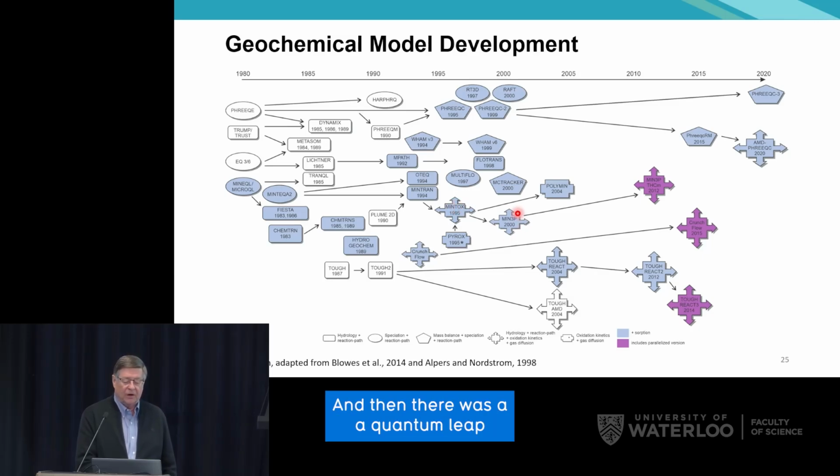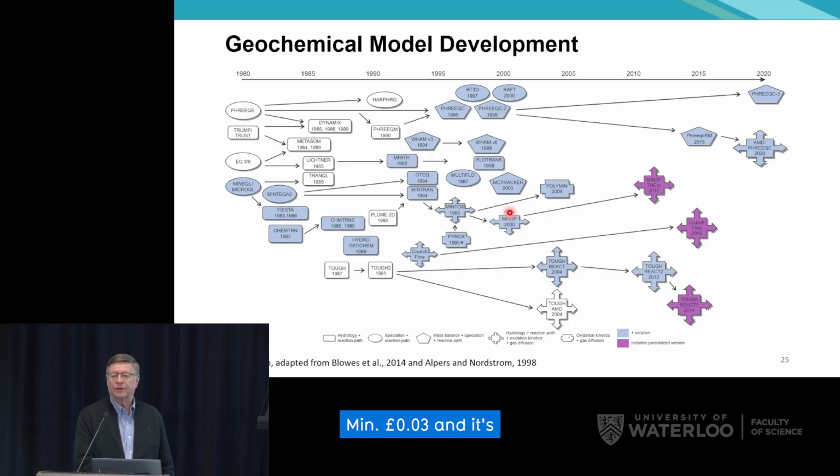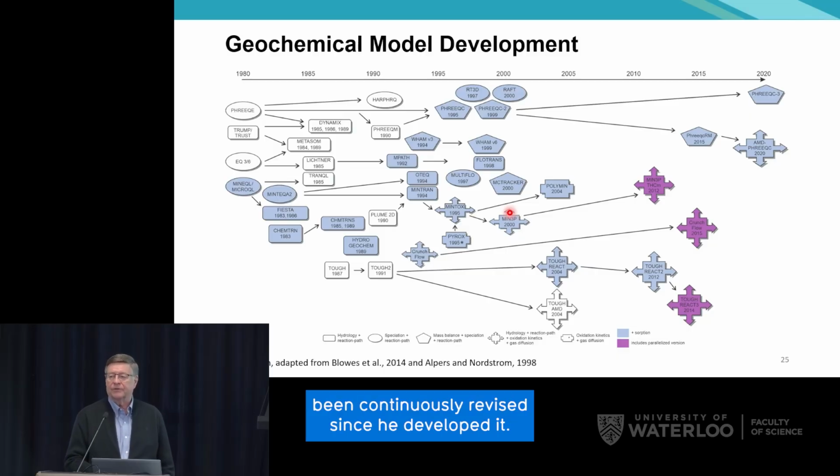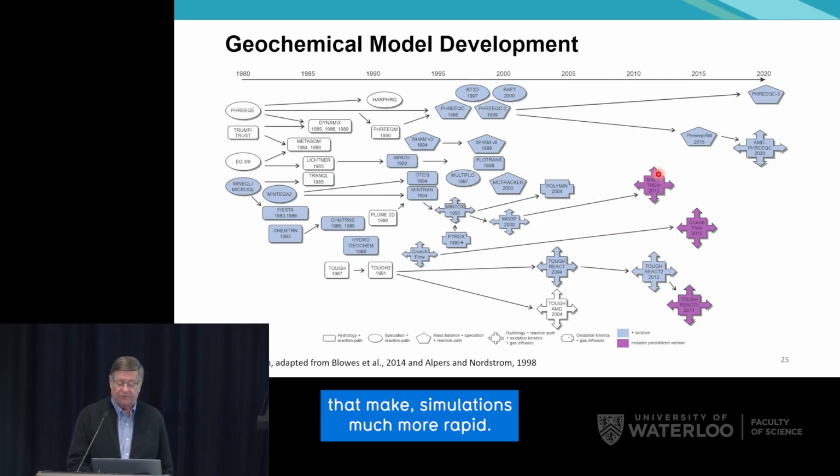And then there was a quantum leap in our reactive transport modeling from a model that was developed by Uli Mayer, MIN3P, and has been continuously revised since he developed it. So that's really our code of choice now, and there are parallel versions now that make simulations much more rapid.